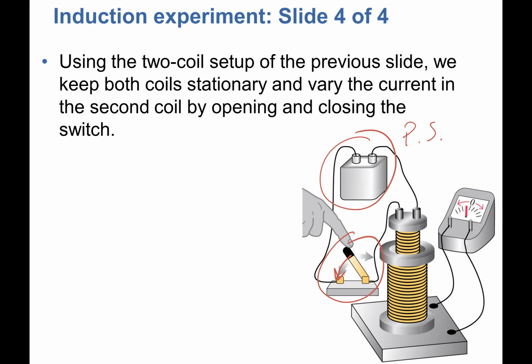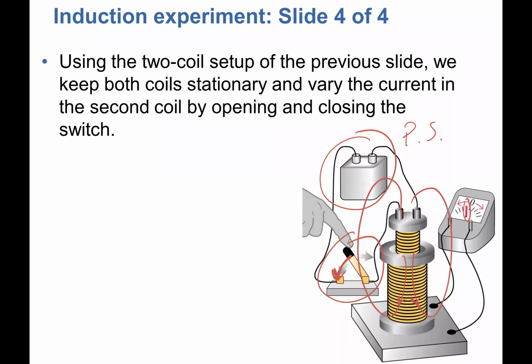As soon as you have current running through the second coil, it generates a magnetic field, like this, inside the primary coil. But here's the thing: when I close the switch, in the instant, say a millisecond or microsecond after I close it, there's an induced current in the primary coil, but then it goes to zero.